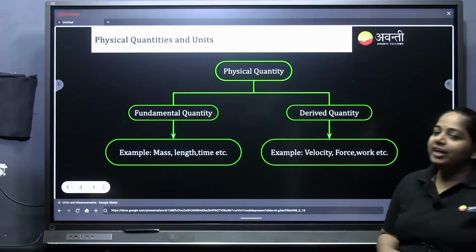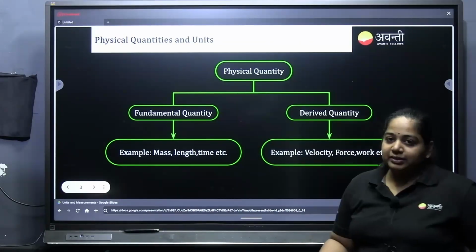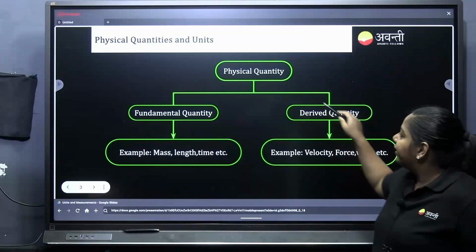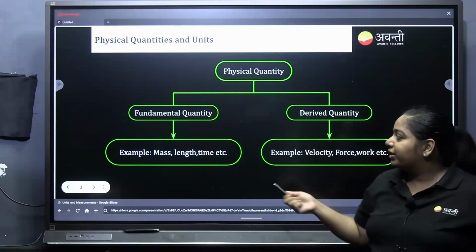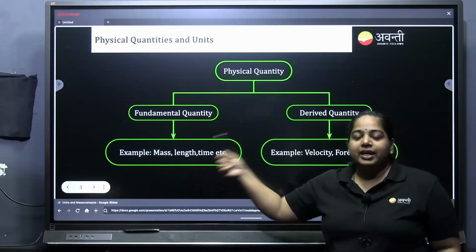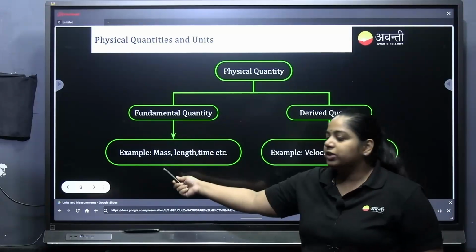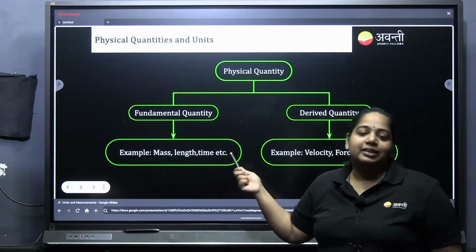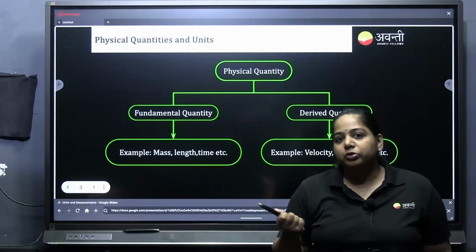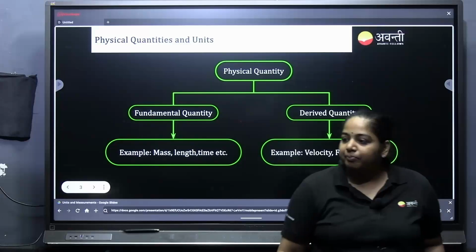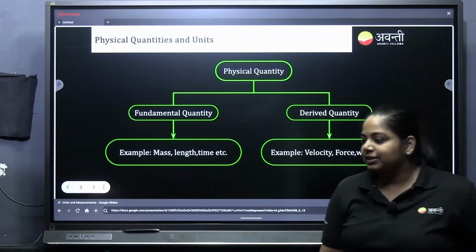Okay, so starting with physical quantities and units. You already know fundamental quantities are there, then derived quantities are there. What are fundamental quantities? They are basic quantities which we define everything else with. So those include mass, length, time. Then there are 7. Do you remember those? I hope you remember those. Can you give me a thumbs up if you remember the fundamental quantities?